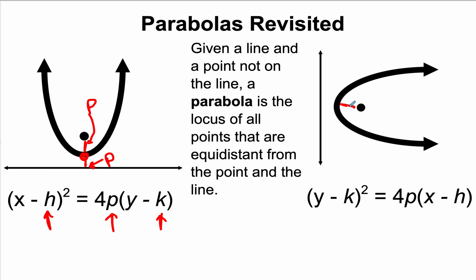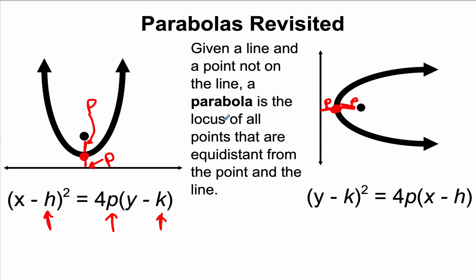And the same thing goes here. If I go straight across to my vertex, that's going to be a distance of p. If I go straight across the directrix, that distance is going to be p. All right, in class, we tried to derive where it came from, and that was definitely a difficult lesson, but that's an important thing to know.